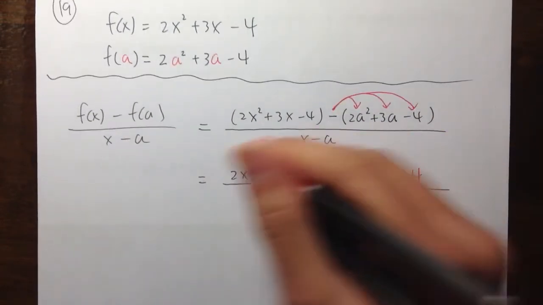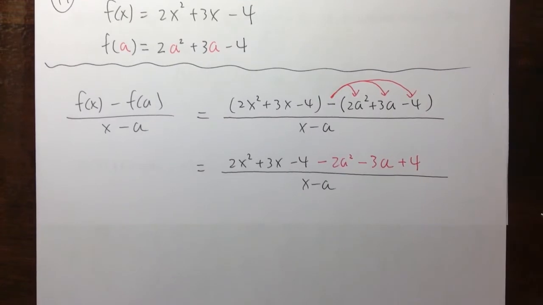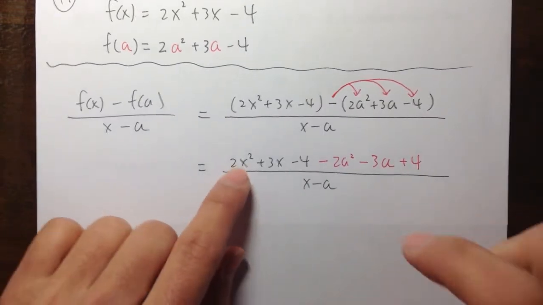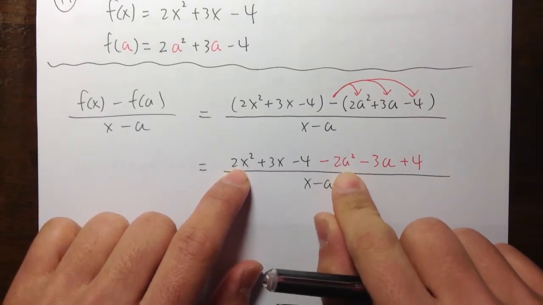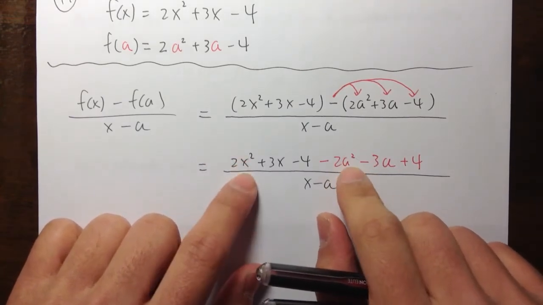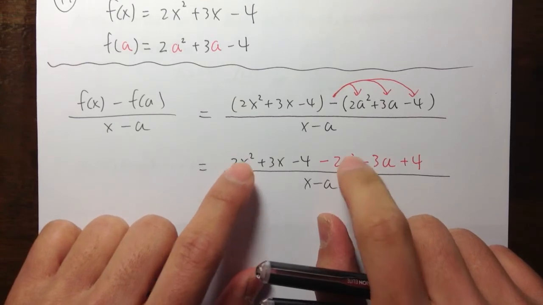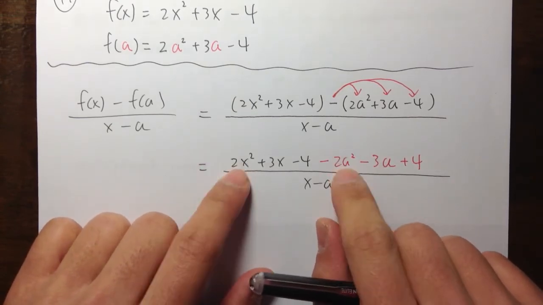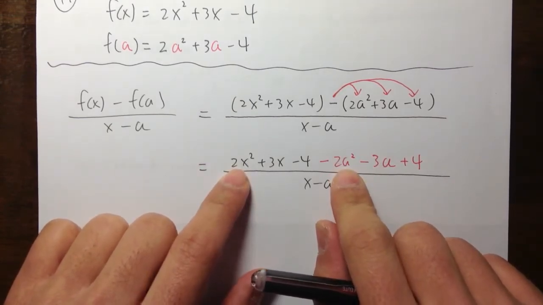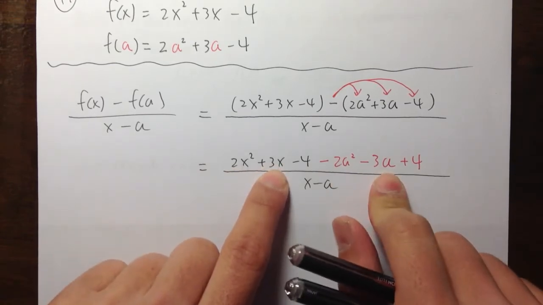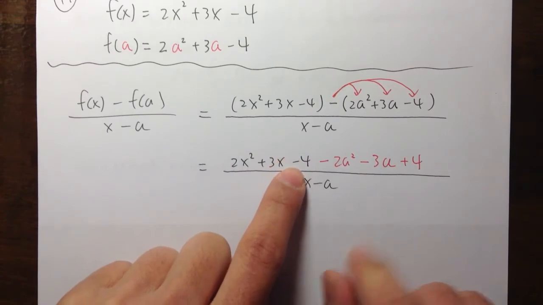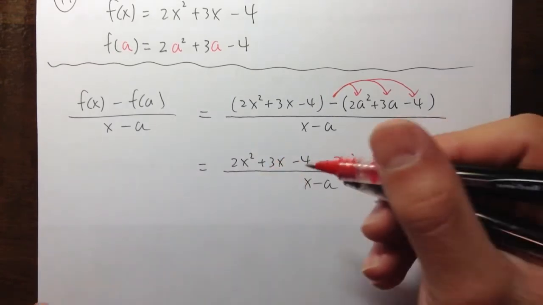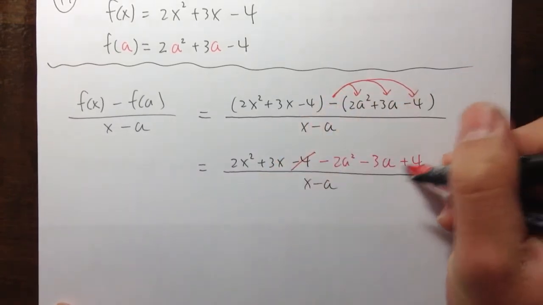So on the numerator, let's see what we can cancel. Unfortunately, I have 2x squared, but this is 2a squared. They are not the same term, right? X is different than a, so we cannot cancel this out. Likewise, x is different than a, so we cannot cancel this out. The only thing that we can do is negative 4 plus 4, which is 0. Cancel, cancel.